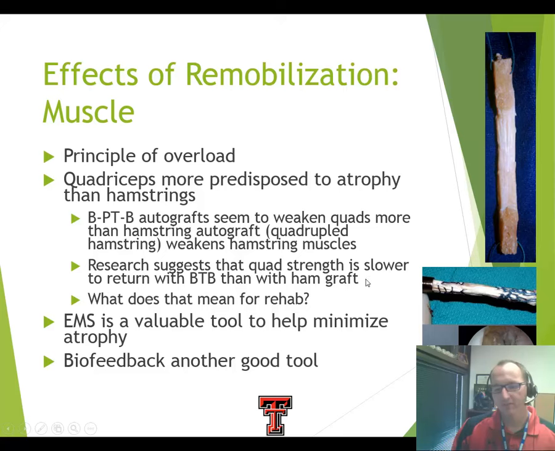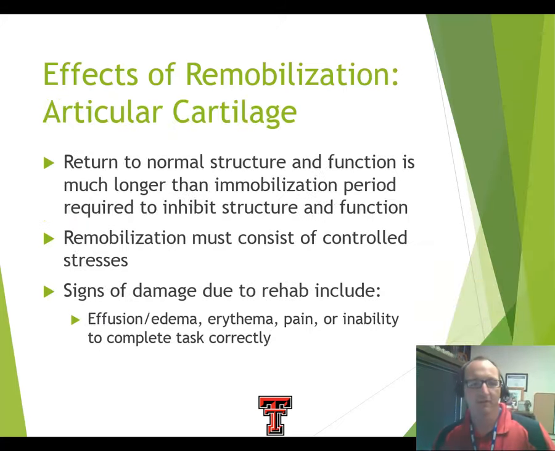So what this means for rehab is that not every ACL reconstruction is the same. You really need to know what was done. If it was cadaveric, if they have an allograft, then we don't have to worry about what happened at the harvest site. All we have to worry about is protecting the joint that's been reconstructed. We can use electric stim and biofeedback as tools to help minimize atrophy. It helps the patient know that they are getting muscular contraction, and that can take many different forms. We'll talk about that in lab.